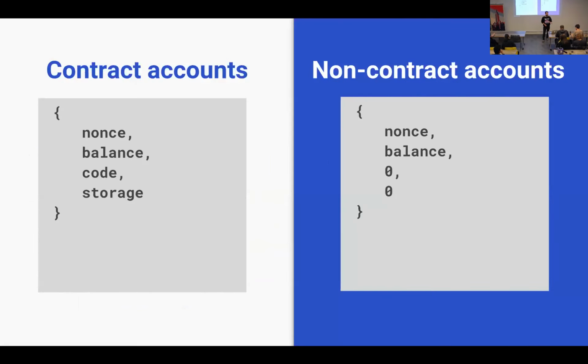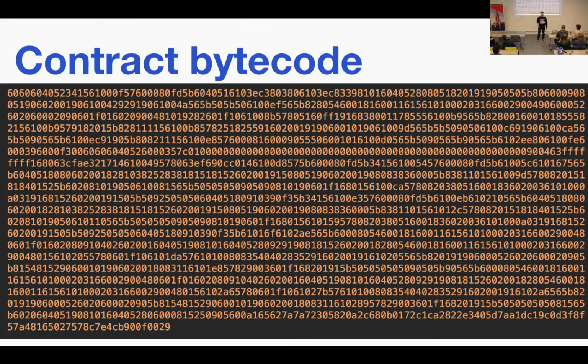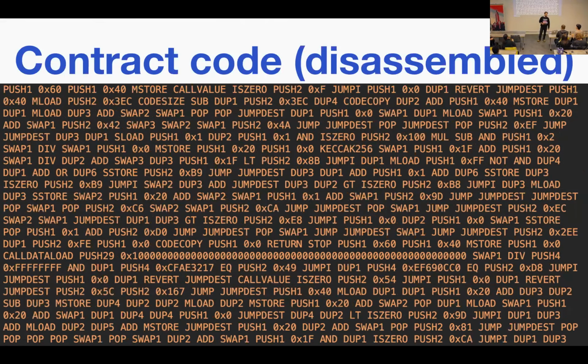There are two important types of accounts. There are contract accounts. Those have the nonce. They have a balance in Ether. They have some code there. That gets interesting. And they have storage values. Non-contract accounts, on the other hand, are just a nonce and balance. There's no code, no storage there. You can think of contracts as being the computer programs in the world computer. And you can think of non-contract accounts as being the private key controlled accounts that humans will typically use. This is what the bytecode that is stored on chain in the contract looks like. This is the code disassembled into its opcodes.